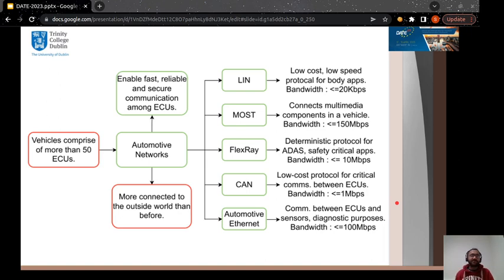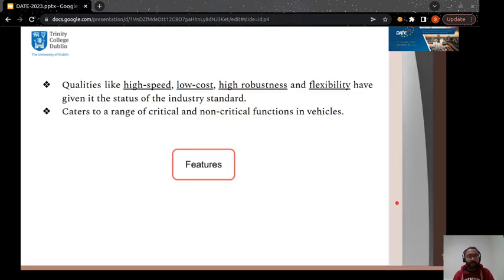Out of these applications, we focus on the controller area network safety, as this network carries critical communication messages between the ECUs and has vulnerabilities that can be exploited. Controller area network, or CAN, caters to both critical and non-critical functions in vehicles. Introduced in the mid-90s, this network quickly became an industry standard due to its high-speed single-wire bus mechanism, which cut down the wiring costs in vehicles significantly.